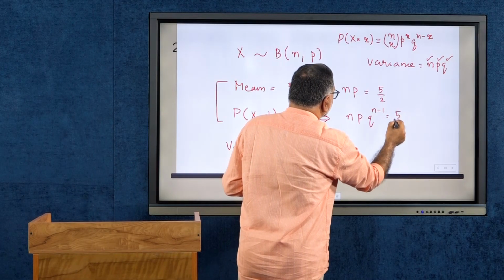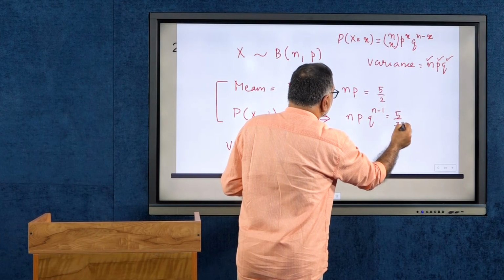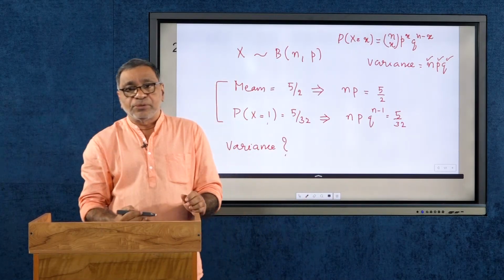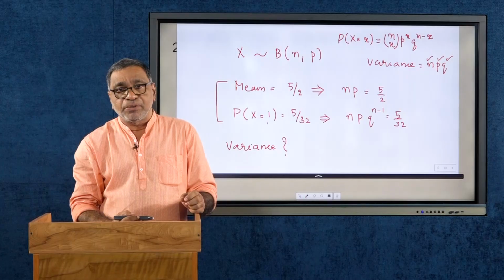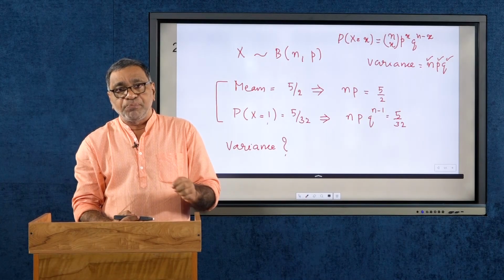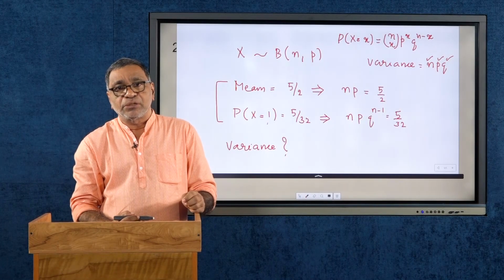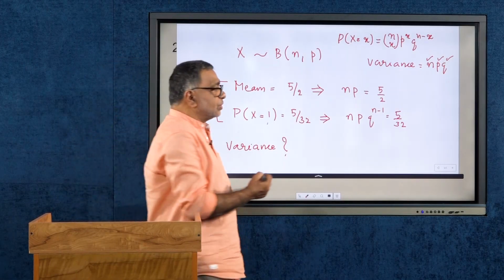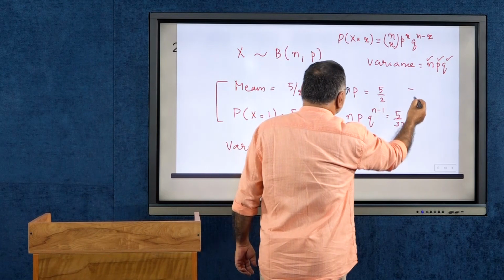5 divided by 32. So these are the two equations given to you, that is np is equal to 5 divided by 2 and np q^(n-1) is equal to 5 divided by 32. How do you find the value of this? So just consider these two equations.